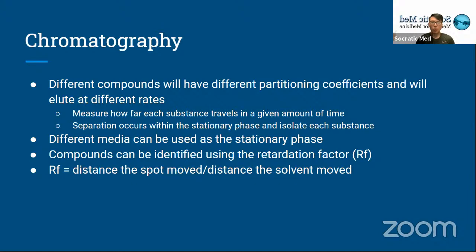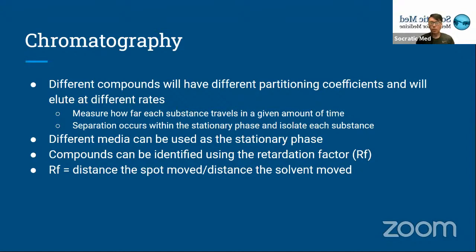So there's different types of chromatography, and this is because there's different media that can be used as the stationary phase. So like I said before, the compounds will adhere to the stationary phase at different strengths depending on the different physical and chemical properties. So if you use a non-polar stationary phase, that causes the non-polar compounds to stick to the stationary phase more, and they won't travel as far as the polar compounds. And the opposite will happen if you use a polar stationary phase.